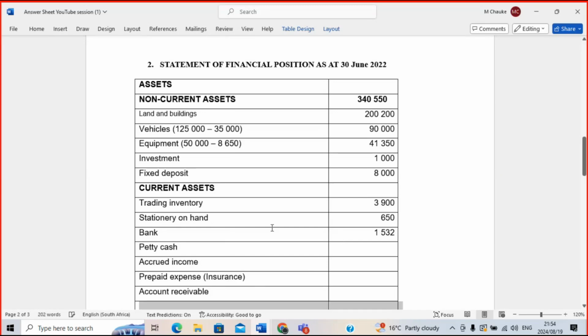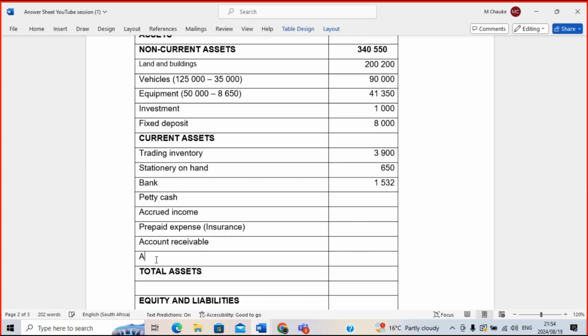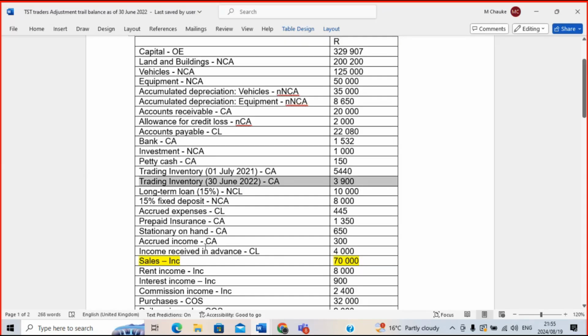Account receivable. And then we also have allowance for credit losses. Allowance for credit losses. And then now, what is the following item there?